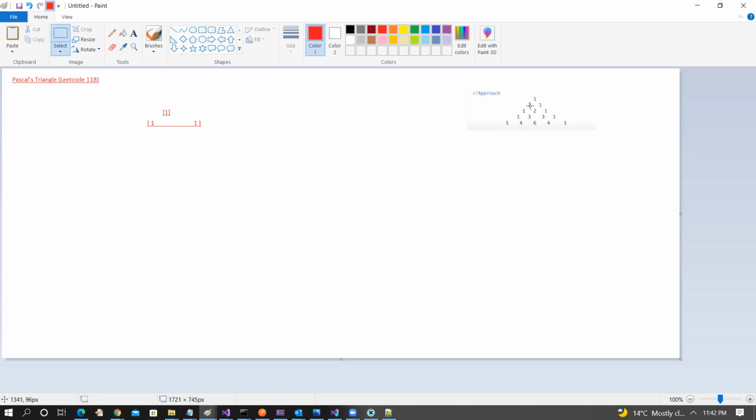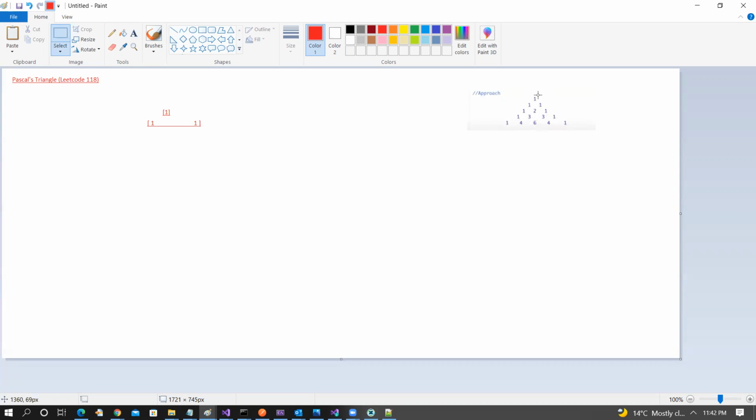So 1, then 1 1, and in the next row, between the 1s it's 2. In the next row, the elements between the 1s are 3 and 3, and in the row after that, between the 1s there is 4 6 4. Now the question is how these elements get generated and how we will return this.